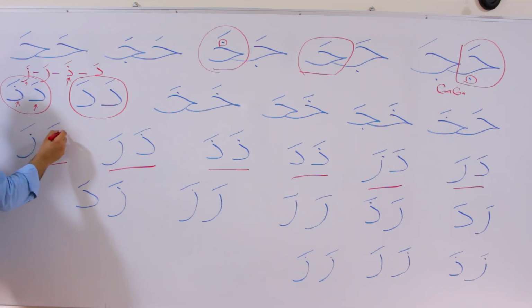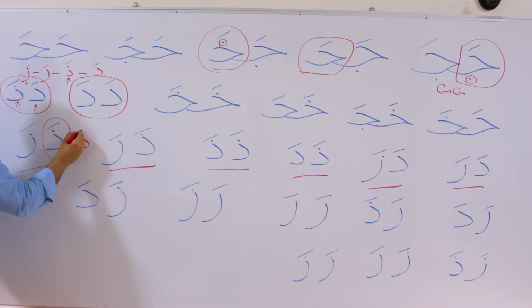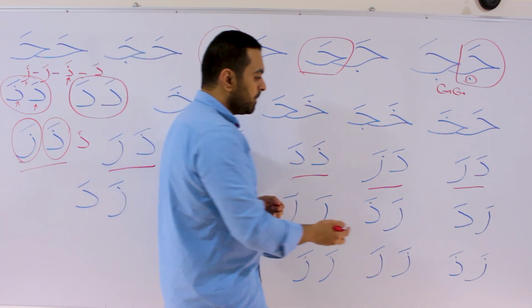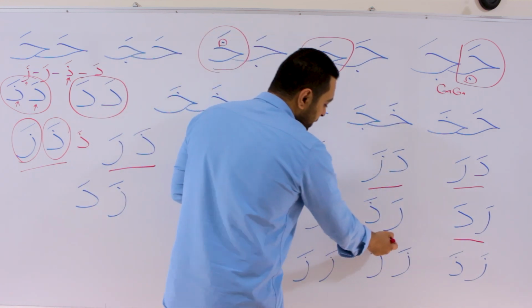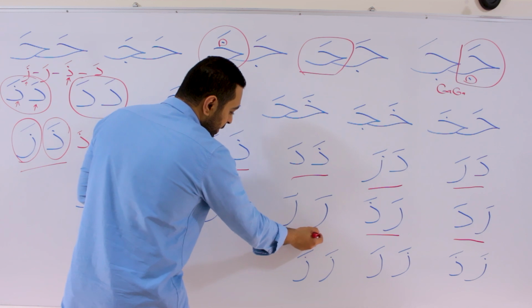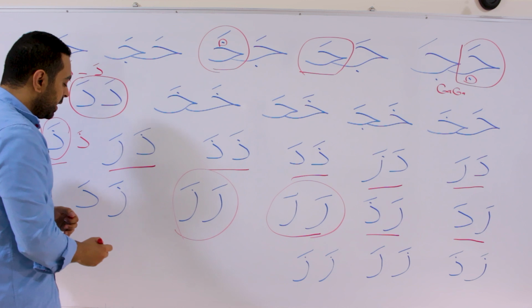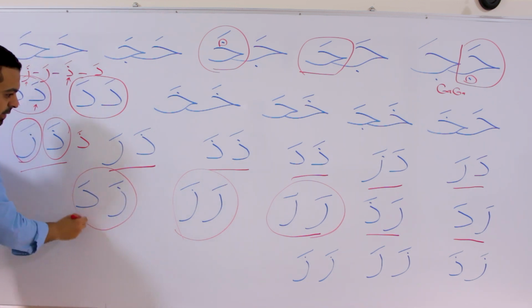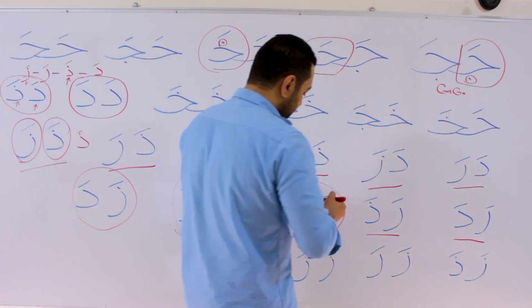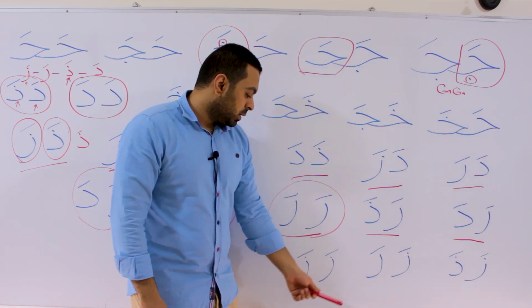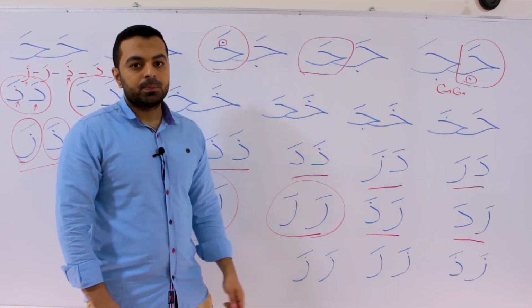Now, this sound is the sound of za. And this sound also the sound of za, but different letters. So zaza. Rada, raza, rara, raza, zada, zaza, zara, zaza. Okay.